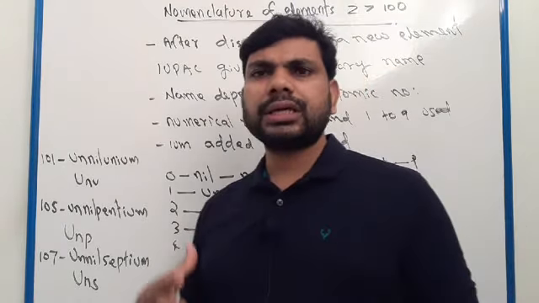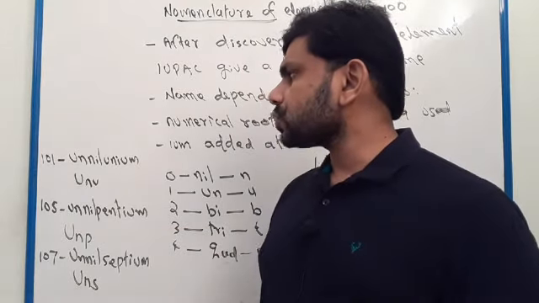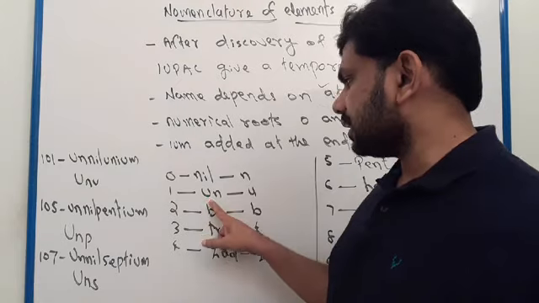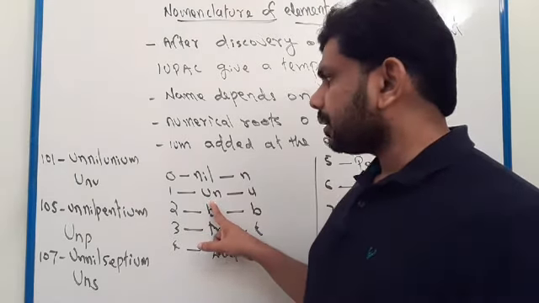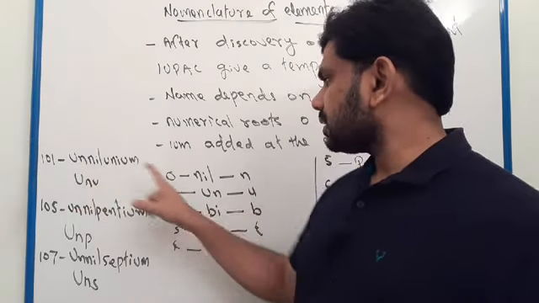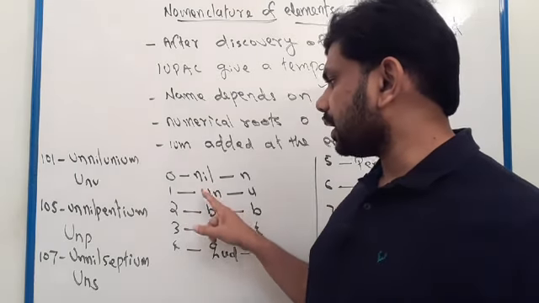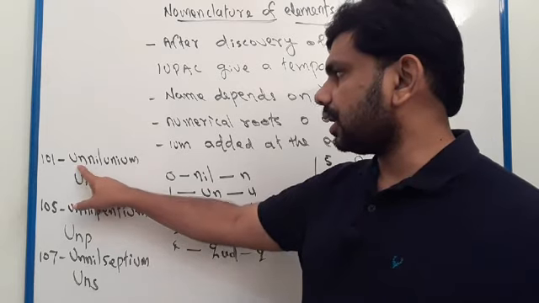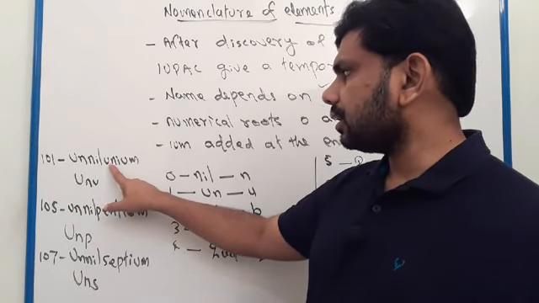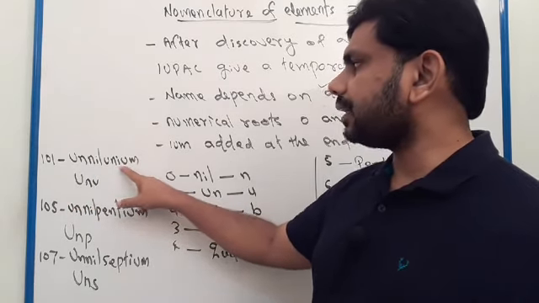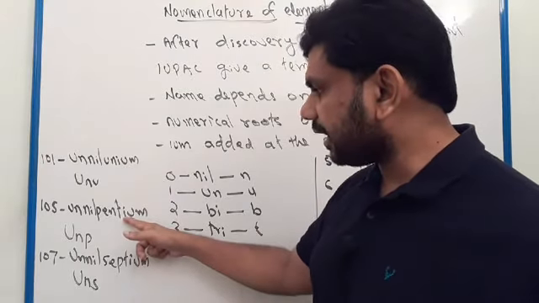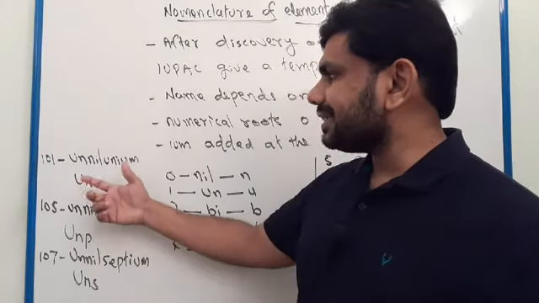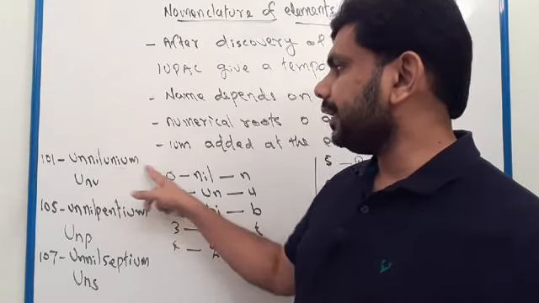Imagine one element with atomic number 101. 1 means un, 0 is nil, and again 1 is un. So look here: un nil un. At the end we have to add ium in all cases. So its name will be unnilunium.